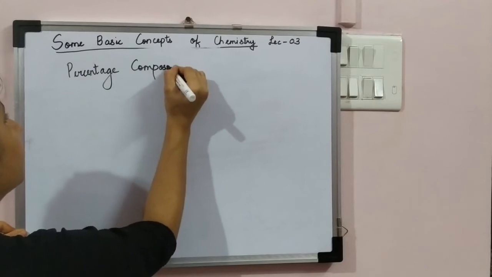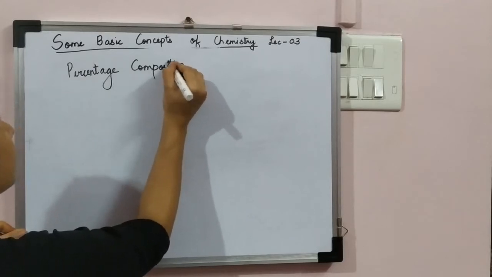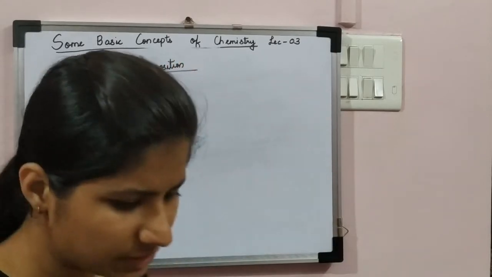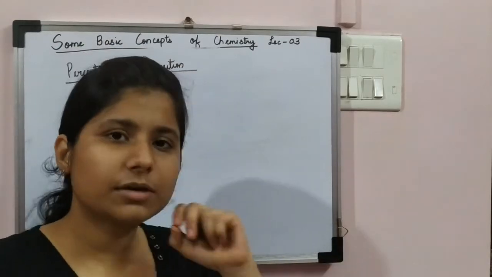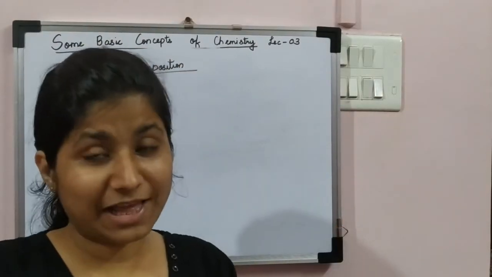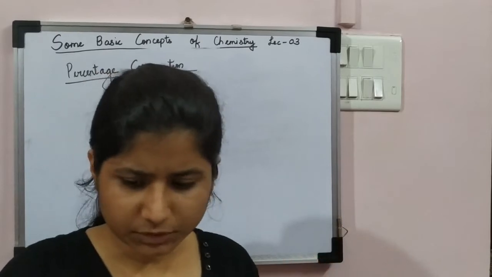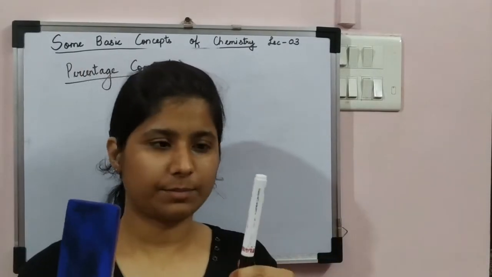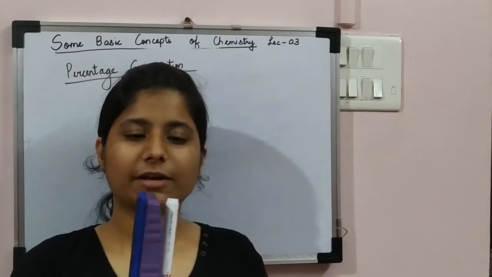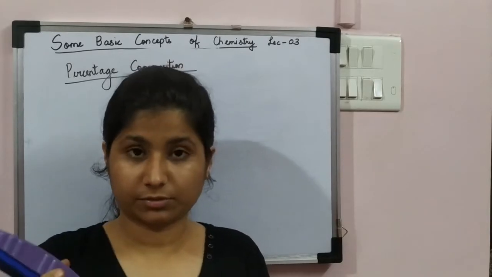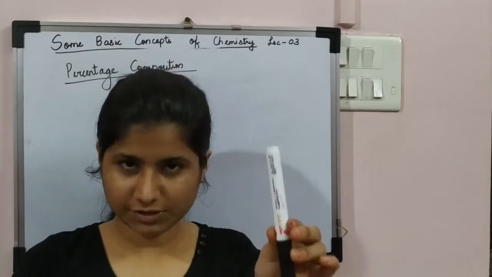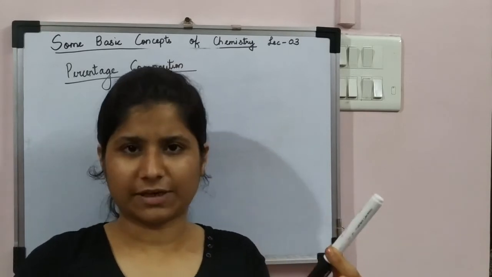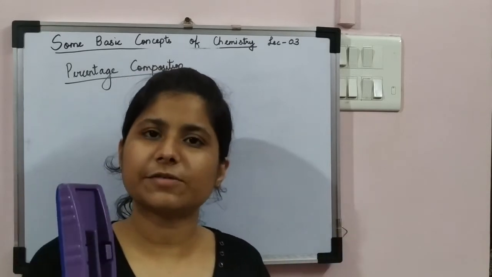Okay. So percentage composition means what? Suppose, in very simple terms, in terms of weight, I have two substances, like a duster and a pen, and they are kept together. Let's say the pen is 25 grams and the duster is 75 grams.